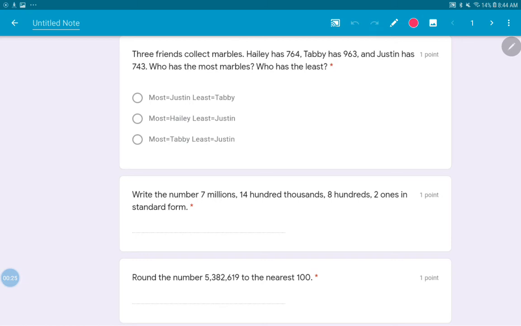Braylee, who had the most marbles? Tabby. Tabby has the most. How do you know that? Because the hundreds place is higher than the rest of it. Very good. And that's the greatest place value we have.